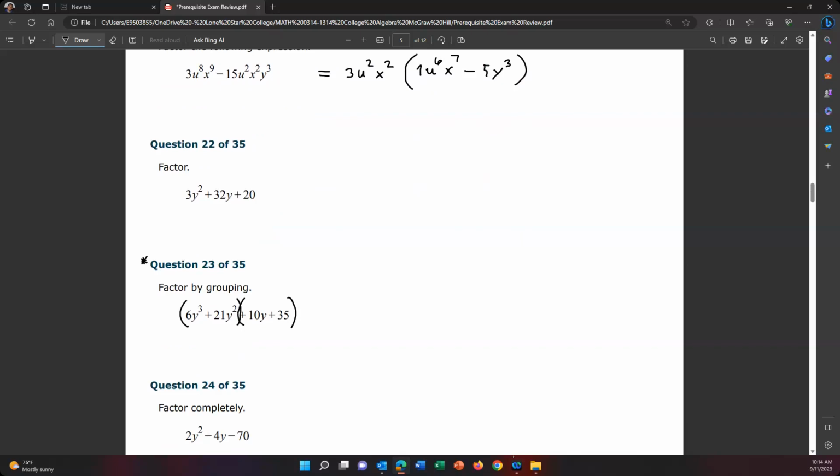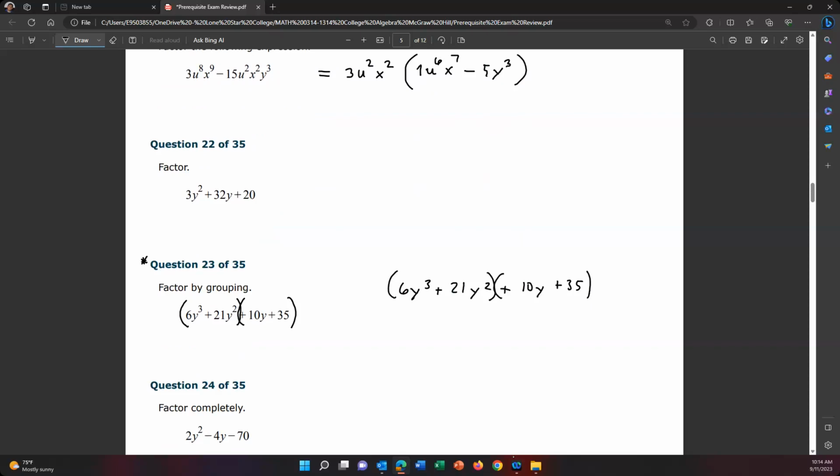So, do we notice anything out of the first group? Well, let's see. Let me rewrite that here. So we have 6y cubed plus 21y squared plus 10y plus 35. Okay, so I have this grouped together and then that grouped together. What do I notice out of the first group? Can I factor the first group?